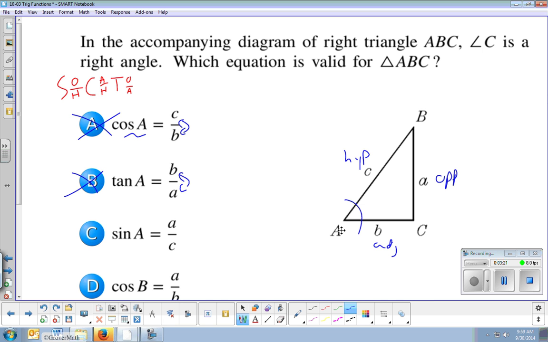Sine A is opposite over hypotenuse. Opposite would be A, hypotenuse would be C, A over C. That's it. That's our answer. Let's just check this last one. Cosine B, now this would be my adjacent side, and that would be A over C, not A over B, so that's definitely not correct.